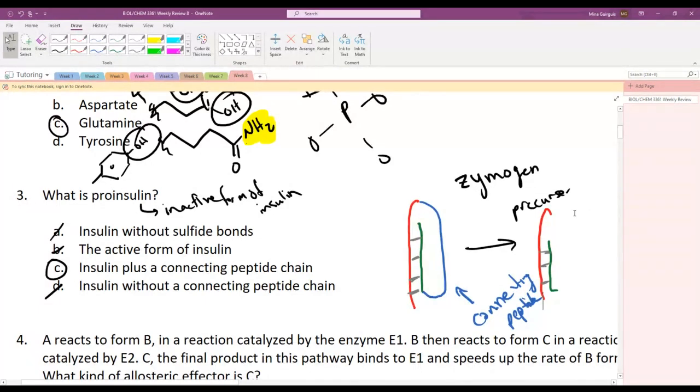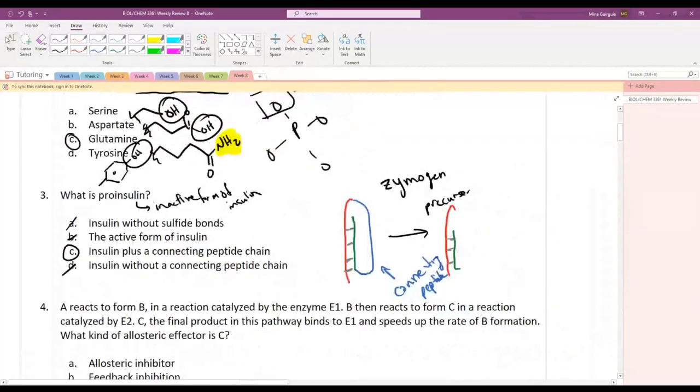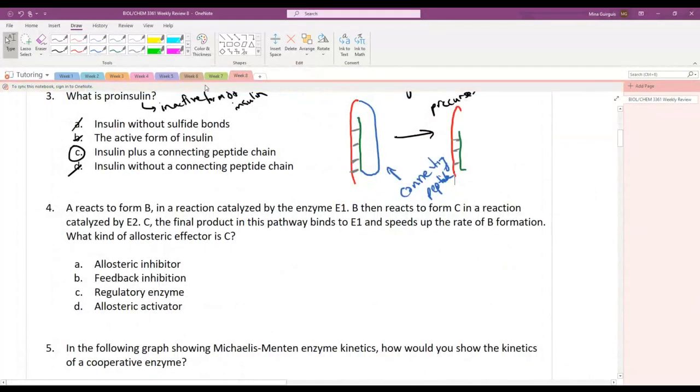Okay, so the next question is, and you want a little bit more space, here we go. A, and A is just some protein, reacts to form B in a reaction catalyzed by the enzyme E1. B then reacts to form C in a reaction catalyzed by E2. C, the final product in this pathway, binds to E1 and speeds up the rate of B formation. What type of allosteric effector is C? So this is kind of a lot of words.